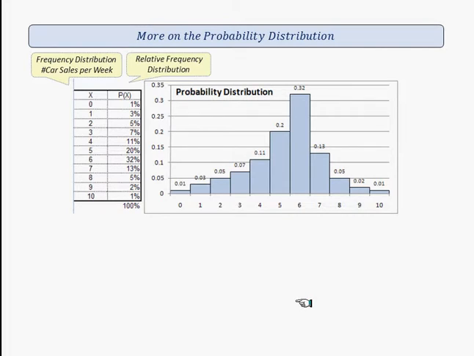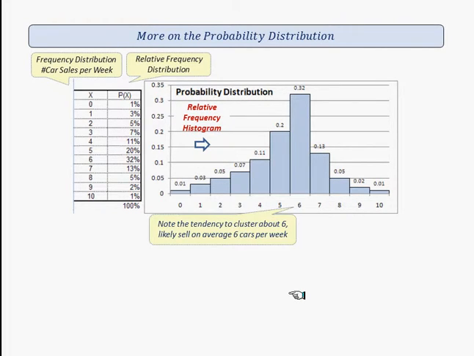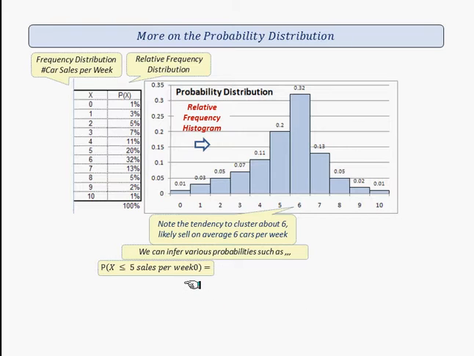And one more, this is a probability distribution of relative frequency, and again this relates to the number of cars sold per week, and you can see here the likelihood peaks at 6 again. We can find various probabilities, less than or equal to 5 cars per week, that's the sum up to this point here, and so the sum of the probabilities is 37%.